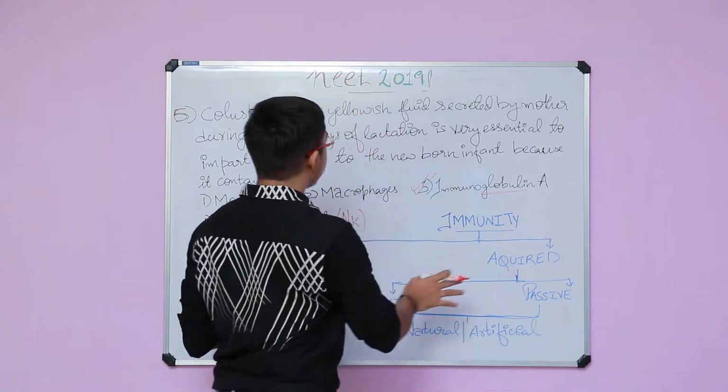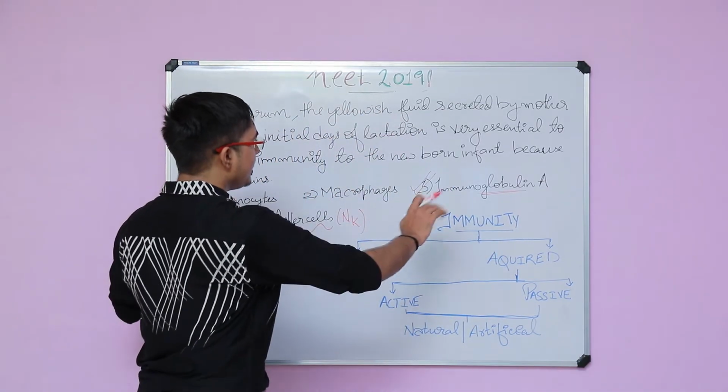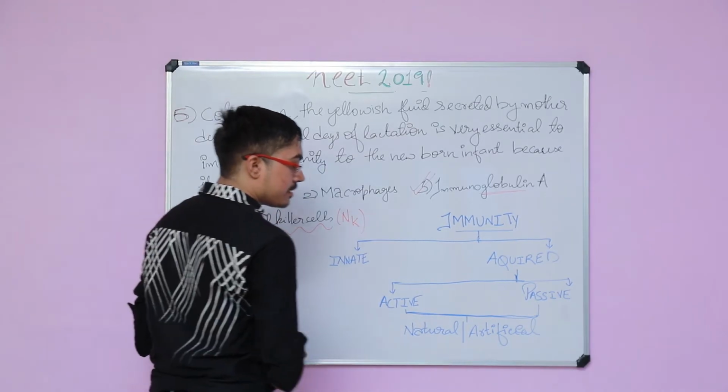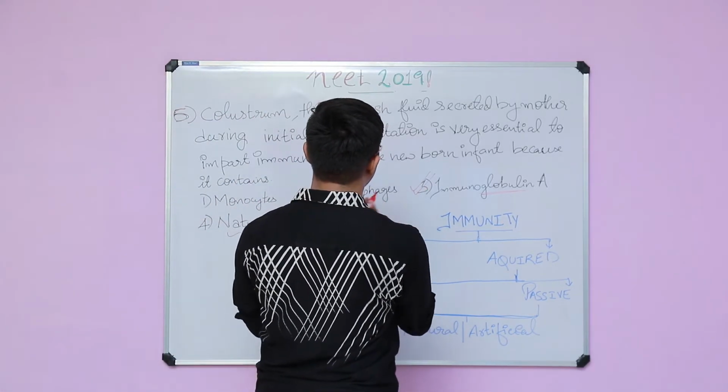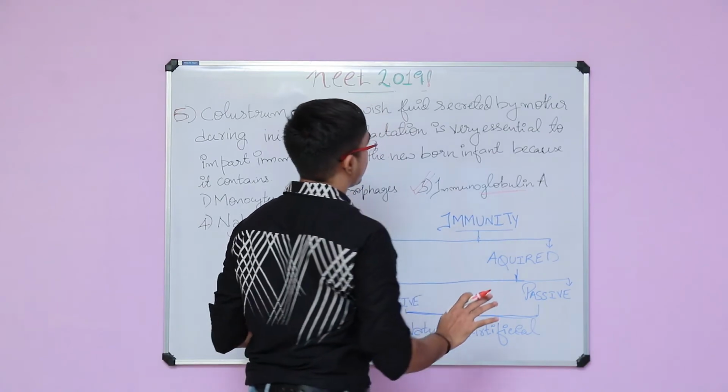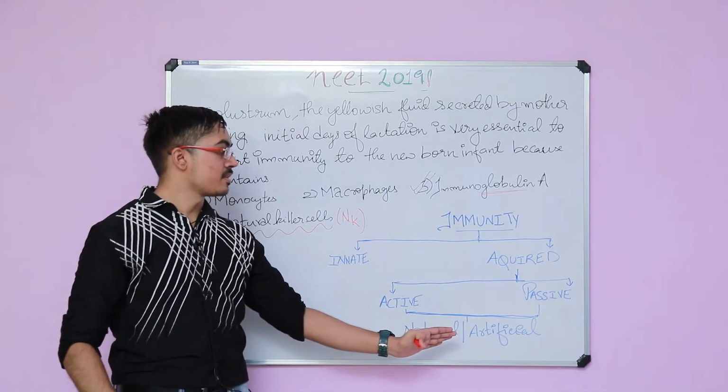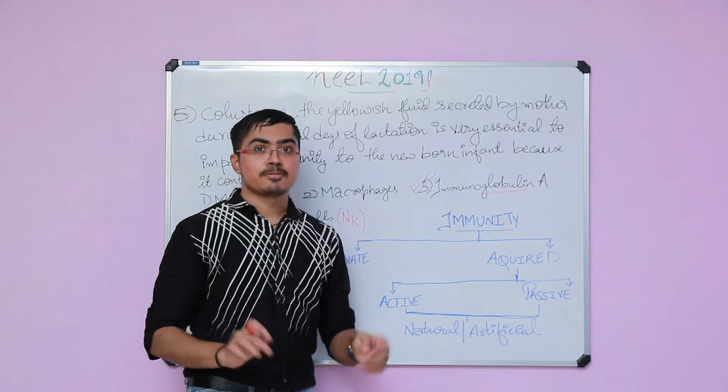So that is all I can say about this particular question. It is a question directly derived from the textbook, on page number 152 or so. So this is the question, and please make sure that you know the concepts of immunity thoroughly. So let's proceed to the next question.